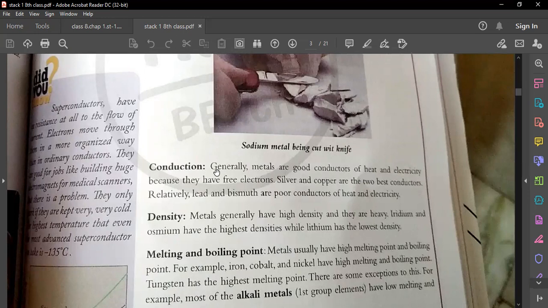But which one is the lowest density metal? Lithium. From the exam point of view, especially competitive exams, these are very important. Which metal has the lowest density or the higher density? Which one is a good conductor of electricity? Which one is a poor conductor of electricity? These points only they will ask in the exam.